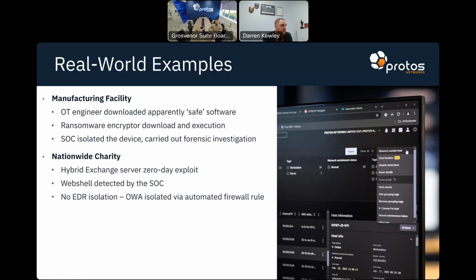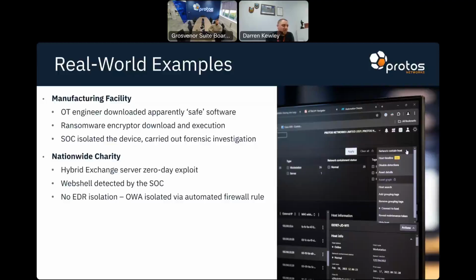So the second one's a Nationwide Charity, and this was a few years ago. But the reason I want to pull this up is they didn't have the full EDR, so we had to deal with this in a different way. Some of you may remember a few years ago, if you had Exchange servers with Outlook Web Application (OWA) open, they were exploited by a zero-day. It was called a Hafnium attack. And they were putting web shells onto the Outlook and then executing commands.